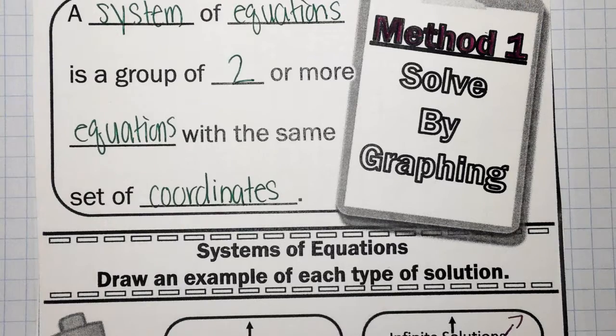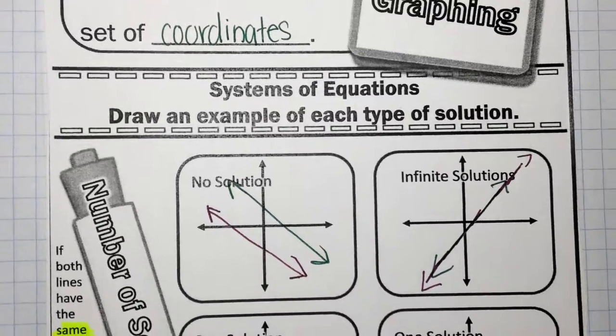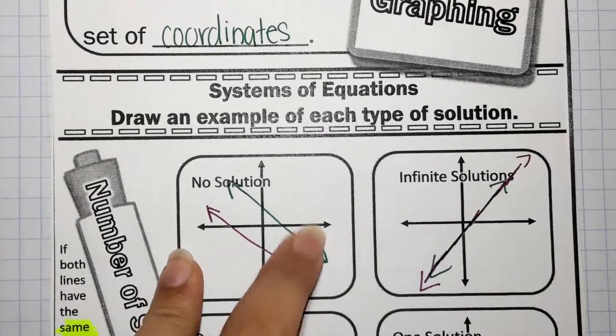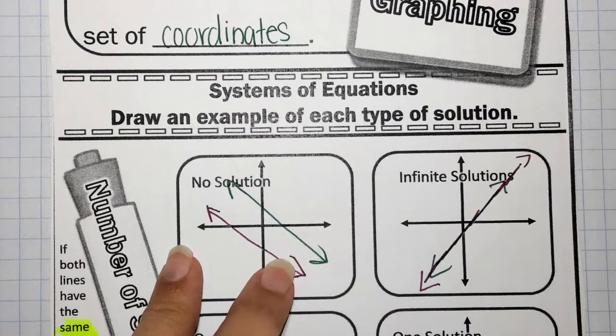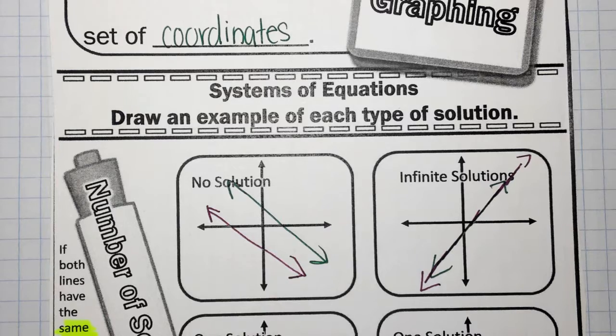Okay. All right, so we have different types of solutions. Does everybody remember that? Yes. No solution looks like this. What kind of lines are these? Parallel lines. And parallel lines have what? Same slope. Yes. Woo! Hallelujah.